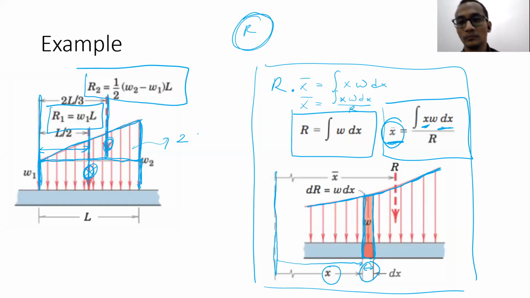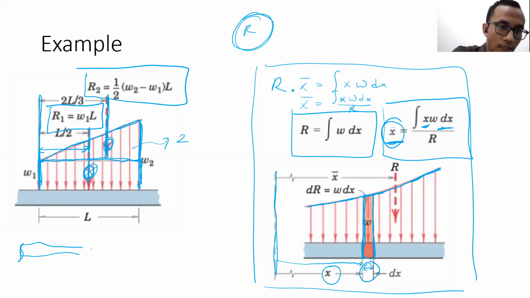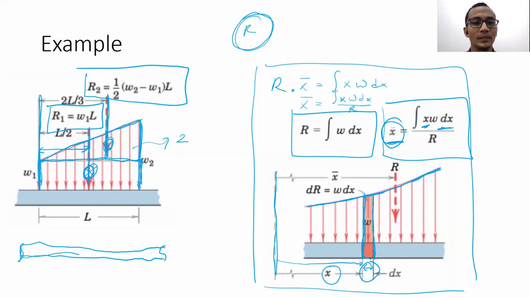So if we divide that by 2, can we get one exact point? Not necessarily. You don't have to find one exact point. So later, the representative of the structure, after you replace the distributed force with concentrated force, will be like this. One will be here, and the other one will be here.